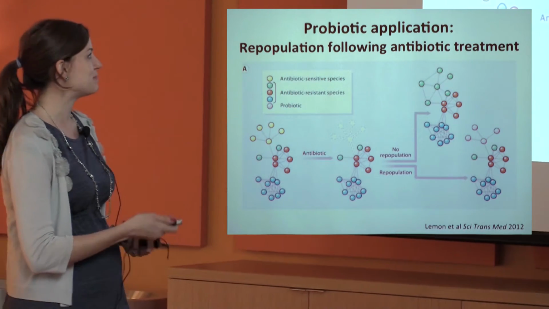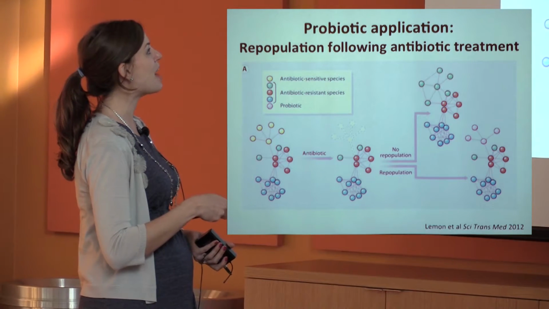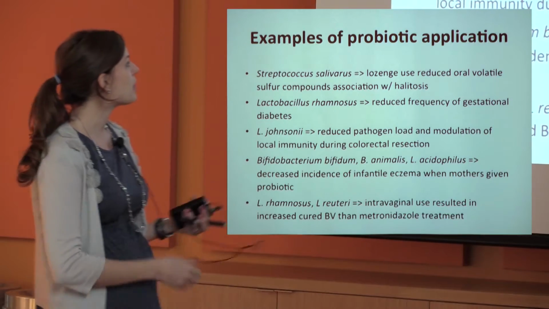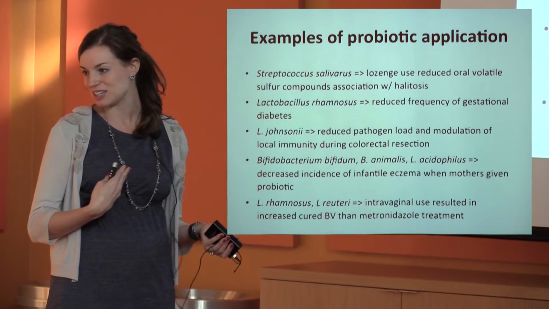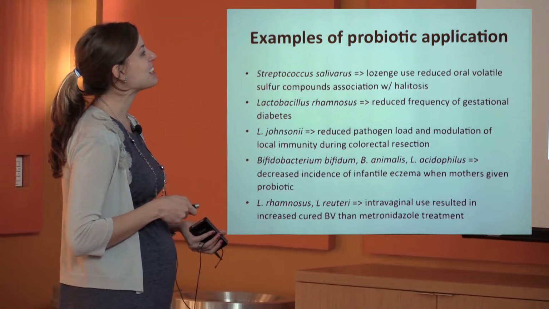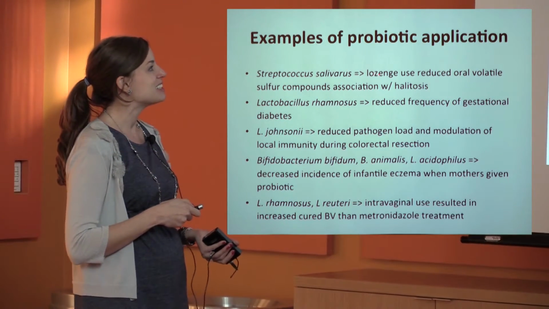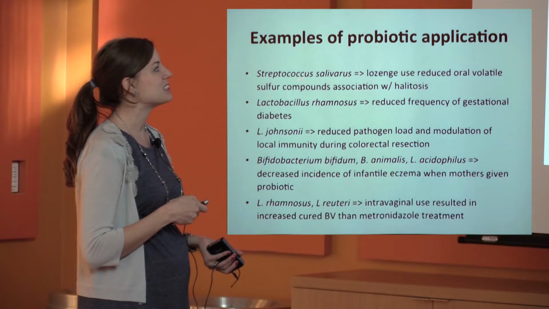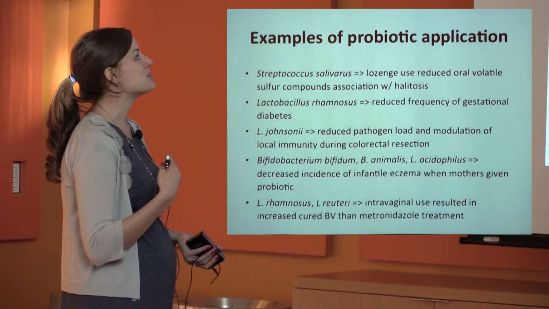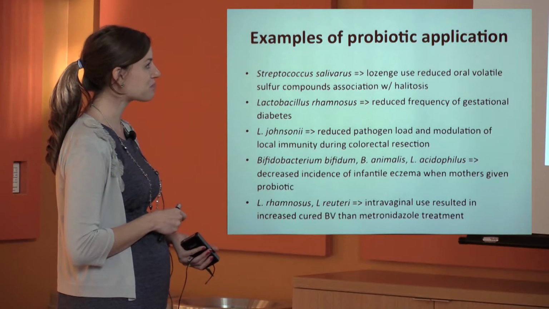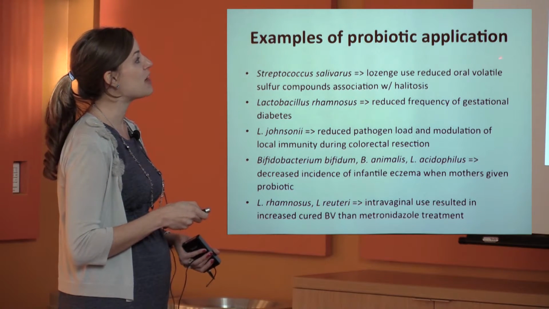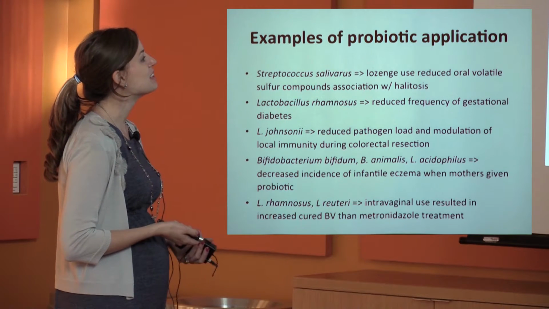And this is just a schematic of how a probiotic works, the repopulation dynamics. And some more examples. They'll have access to these slides, right? Okay. These are some examples of probiotics that I found interesting. This is a lozenge made with this Streptococcus bacteria that you can use to reduce bad breath. This type of bacteria in particular reduces oral volatile sulfur compounds.